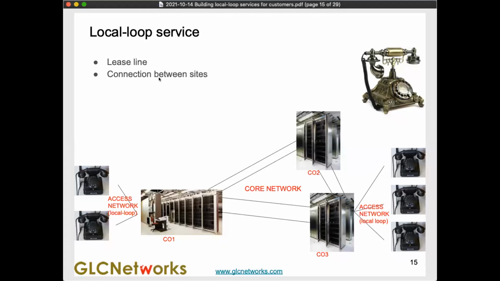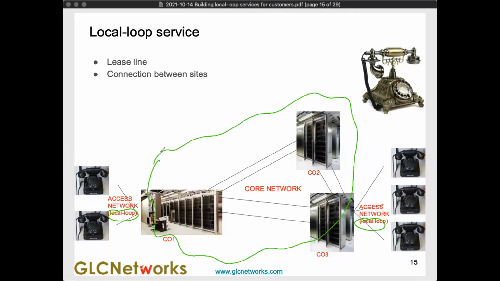So let's talk about the local loop service. We already know that the local loop is here and here, and in between we have a cloud of telco network. The local loop service is a concept where you have a CPE over here that can connect to the CPE over here directly.